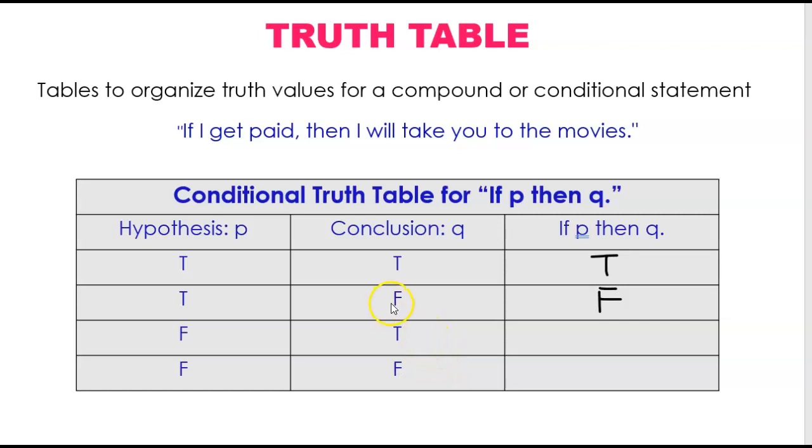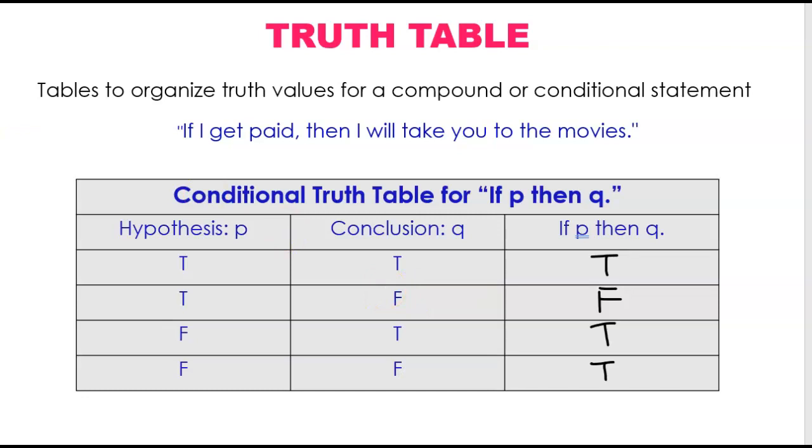I might have found money in my couch cushion. So this one is actually true. I didn't lie to you. I didn't break a promise, okay? I did not think about breaking a promise. I didn't break any promises there. The last one says I did not get paid and I did not take you to the movies. So I didn't break any promises. It was still true, okay?